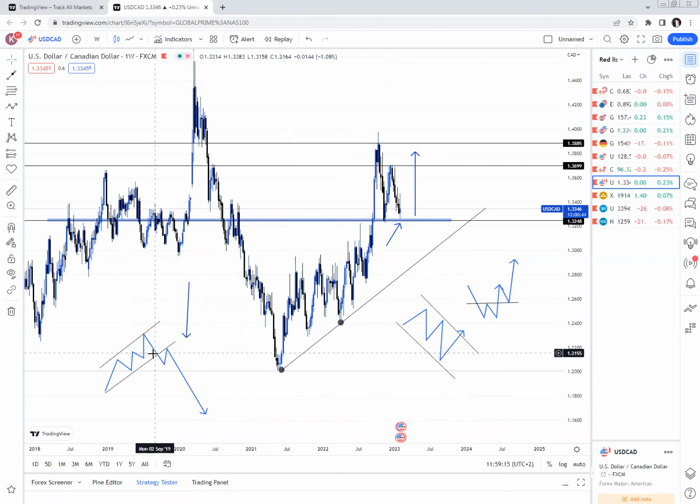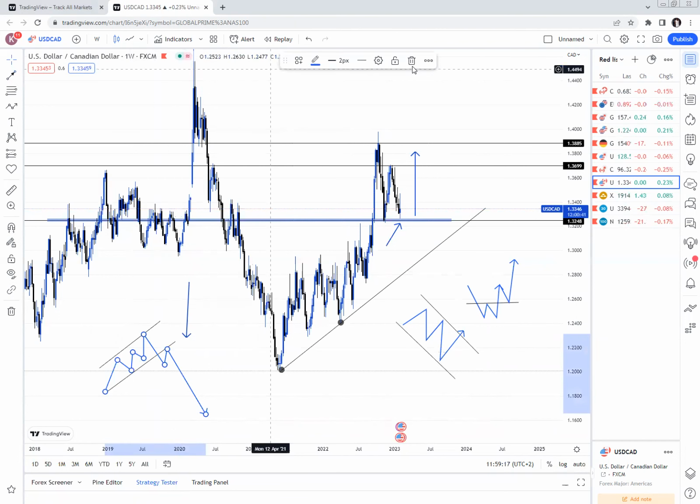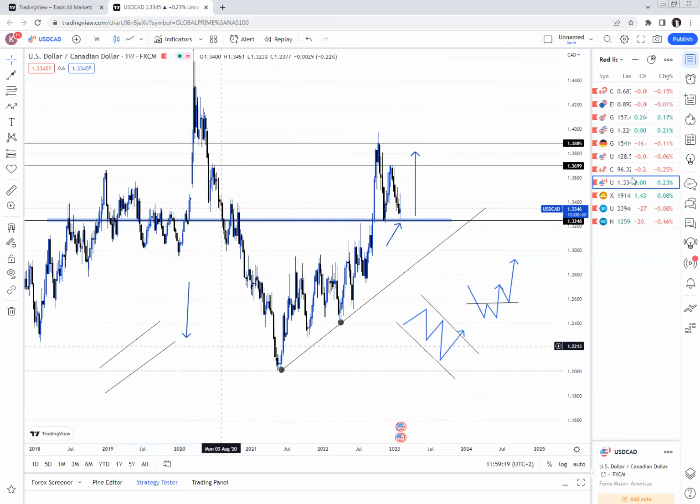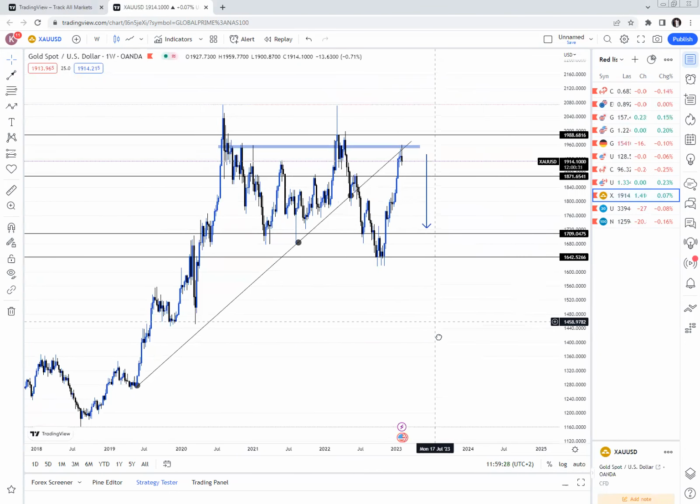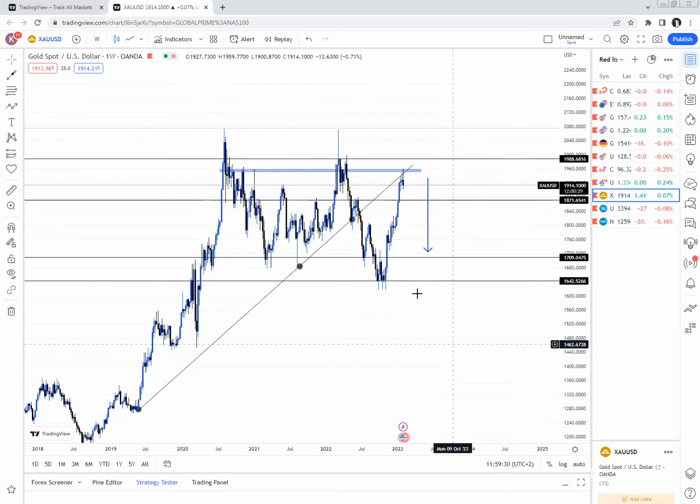So that's my analysis for USDCAD. Then let's check my other analysis. I think I analyzed gold too. Oh, I didn't analyze gold. Oh yeah, so that's my analysis for gold. As you know these lines, guys, these horizontal lines, those are my strong zones, my strong support zones and resistance zones.